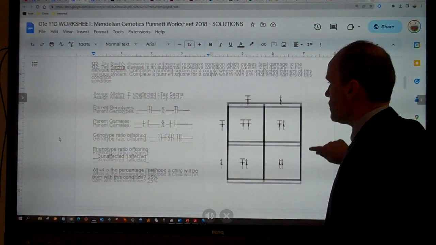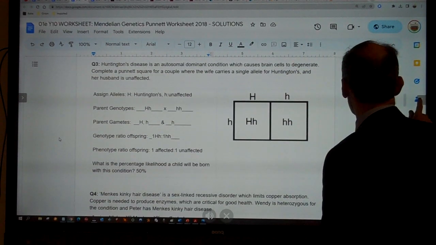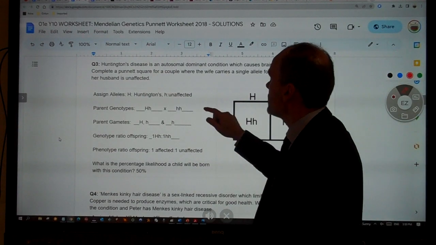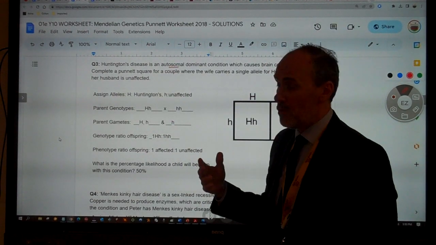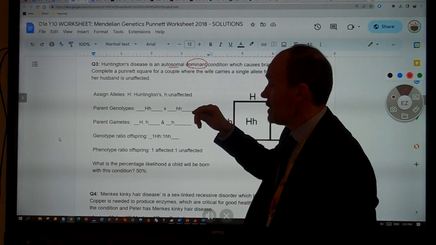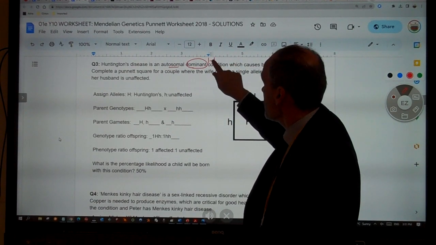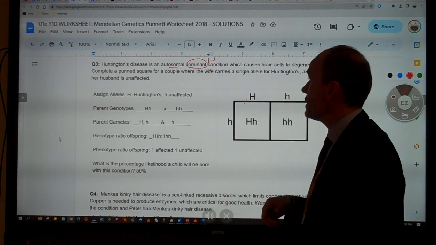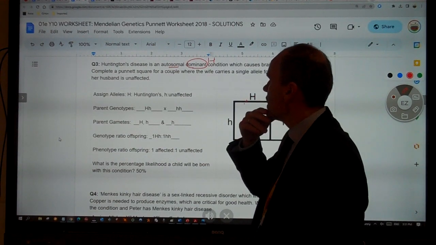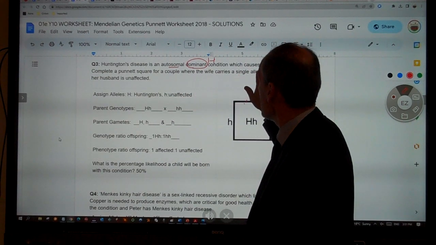Now, the next one is, oh, that's an odd looking Punnett square, but similar logic to what we saw before. Huntington's disease, autosomal, meaning just normal cells again. It's a dominant condition. Nasty. So we'll give it a big H. I'm just choosing that right now for Huntington's disease. Yes, some extra information about brain cells decaying. That's terrible. Complete a Punnett square where the wife carries a single allele.